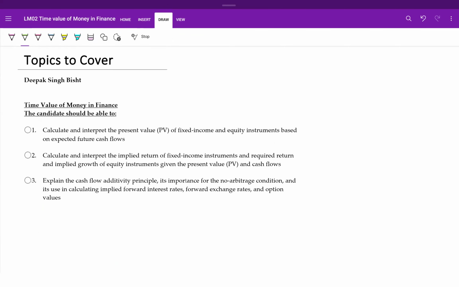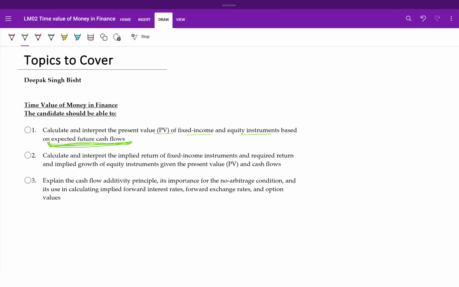So the first LOS of this reading is calculate and interpret the present value of fixed income and equity instruments based on expected future cash flows. So expected future cash flows, I'm emphasizing on this word because this is the very first LOS which we are going to discuss.